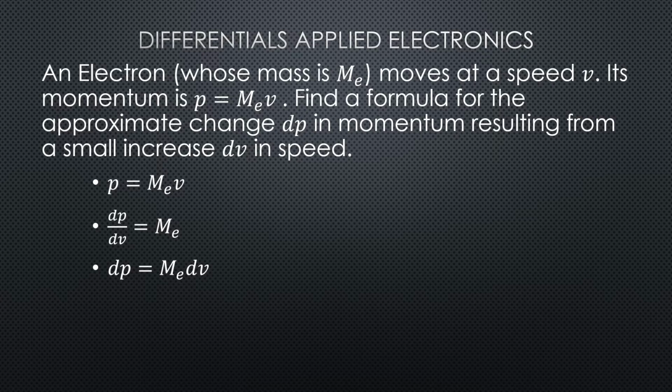So we take the derivative of that, we get dp/dv is equal to me. And if we want to put this equation in terms of a differential, we know that small changes in dv will create changes in dp, the change of momentum. And so our final formula is dp equals me times dv. Just looking for the formula in this one.